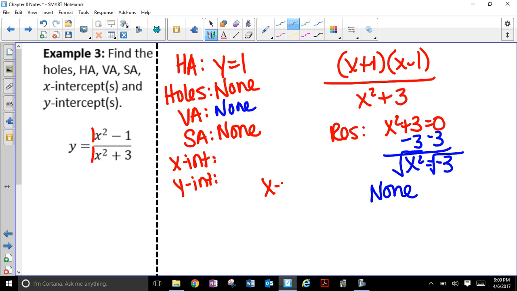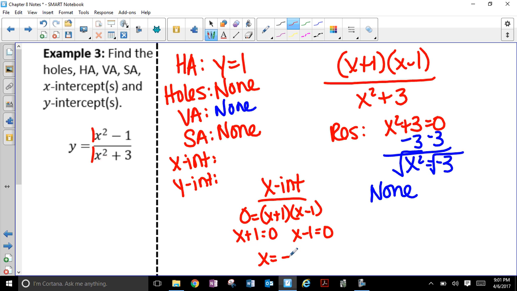So then now I just need to check the x-intercept. So if you go back, remember that means you set the numerator, and you might as well do the factored numerator, equal to 0. So you would have to set each parenthesis equal to 0 to solve for your intercepts. And if you did that, you would get -1 and +1. But you have to write those as two separate points because those are two separate points where it crosses the x-axis. It crosses at (-1, 0), and it crosses at (1, 0).